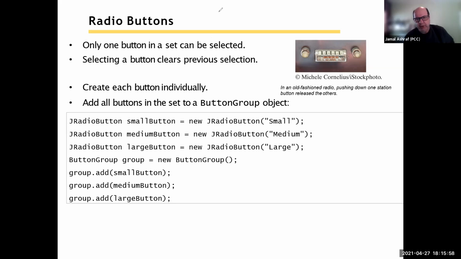But the key for radio buttons is that you have to group them. If you don't group them, then when you click on one, the other one is not going to be unchecked. So you need to group them, and you can have multiple of these groups. Then, of course, you're going to add the buttons to your group. It's a little more work, but that's the way we're going to do it.